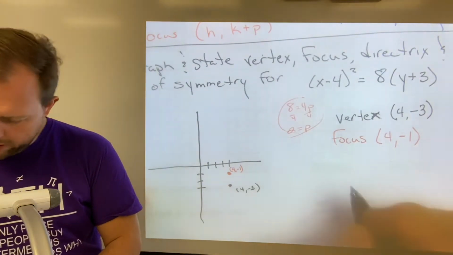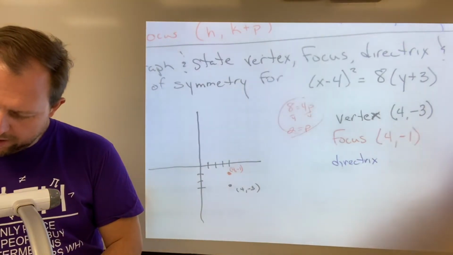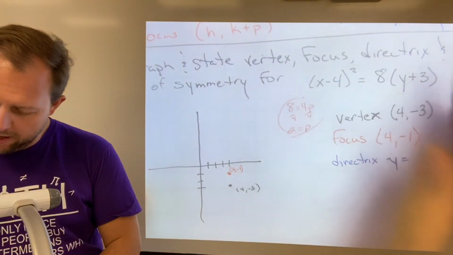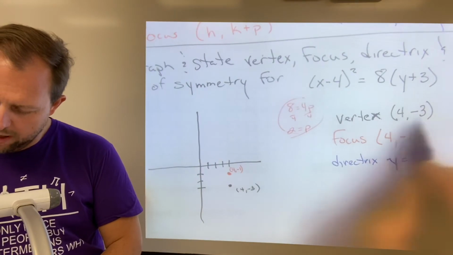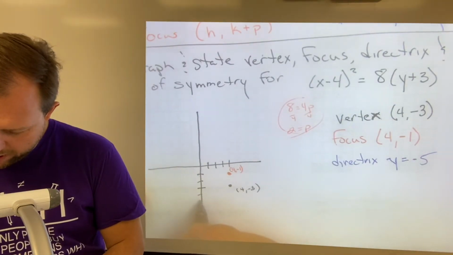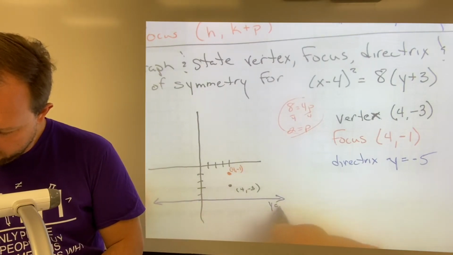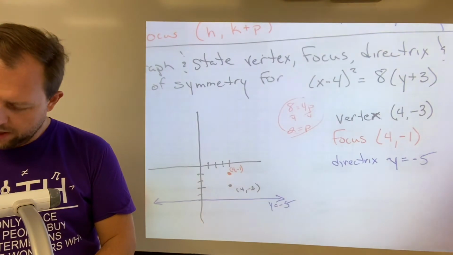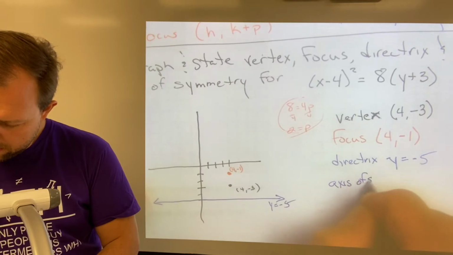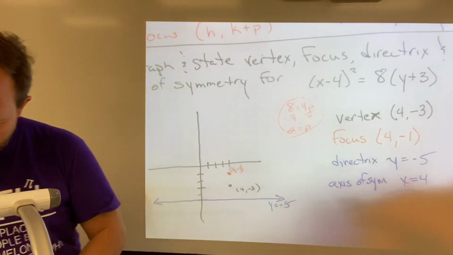Means my directrix, which is at y equals k minus p. Well, k was a negative 3, minus 2 means y is equal to negative 5, which means my directrix is down here, y equals negative 5. And my axis of symmetry is at the x value, x equals 4.